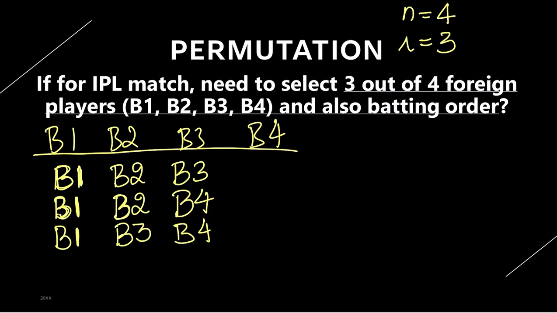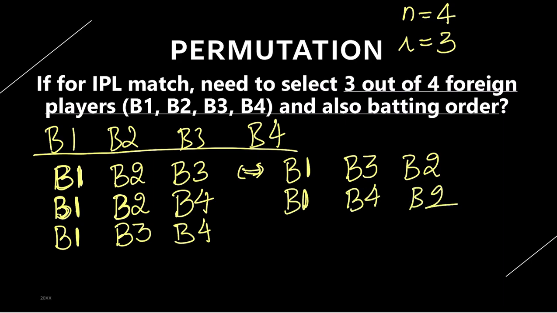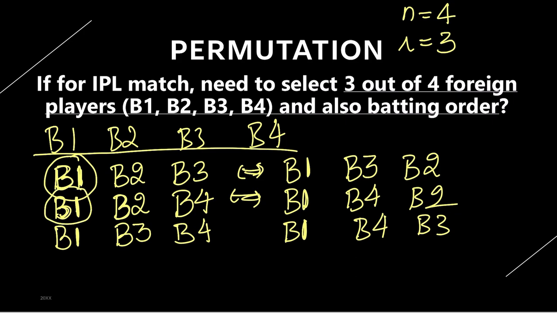the second batsman is B2, third batsman B3, and now can I swap these cases as well? So now I hope this is done. B1, B3 coming before B2. This is another case. Another case is B1, B4, B2, right? Just two batsmen are swapping, and first batsman B1, B4, and B3. So only with first batsman as B1, I've got 6 different possible cases, right? With B1 as a first batsman, I got a total of 6 ways, right?